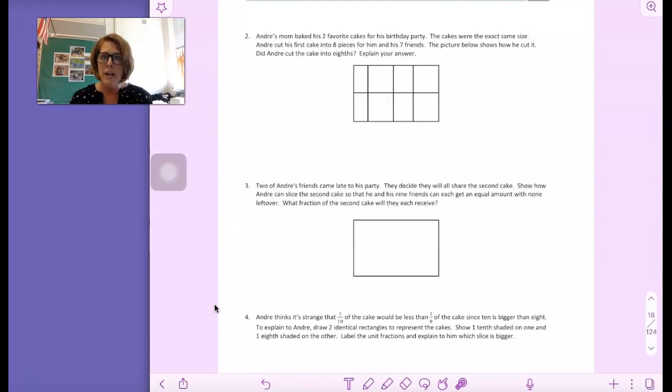Well, if we want to share it equally, and in order to call it 8ths, which means that all parts are equal, all the pieces of cake have to be the same size. Look at this cake. Which piece of cake would you want to have? I would want to have one of these because they are bigger. Andre did not cut the cake into eighths.